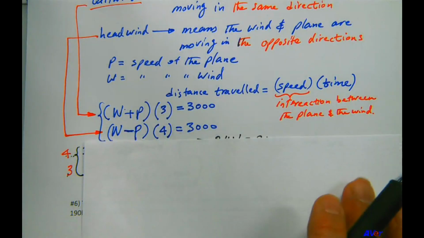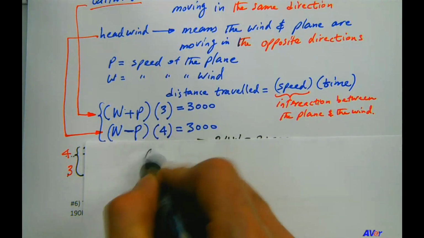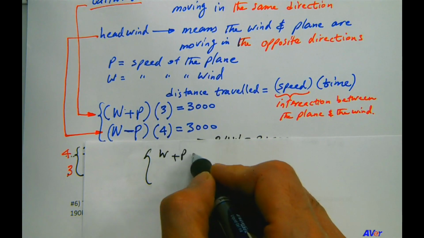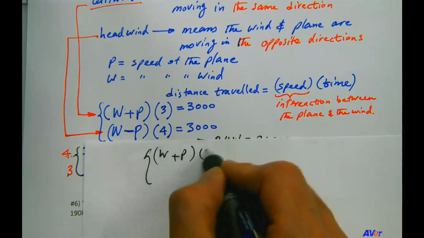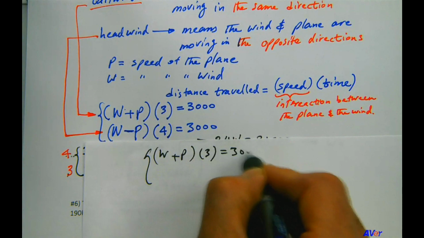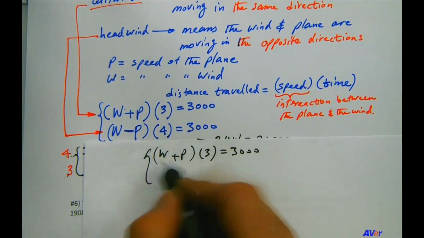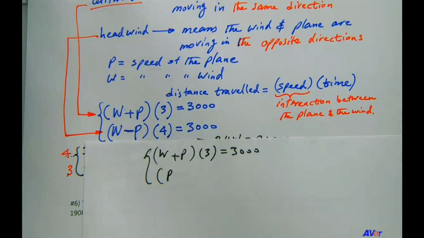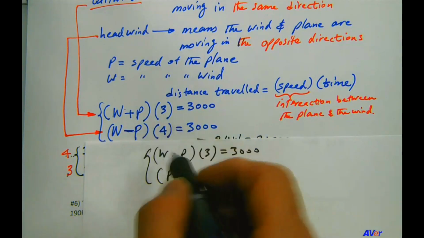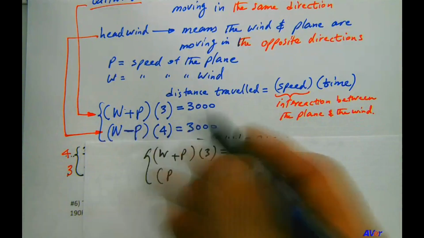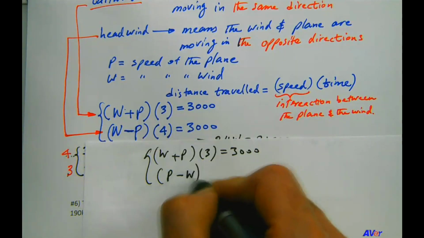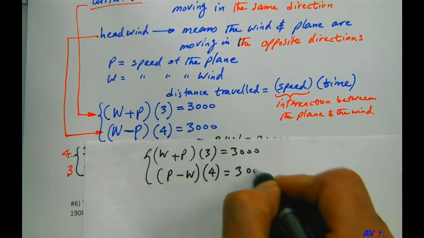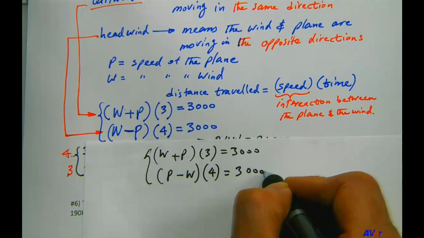Oh, I see. Okay, so here's the thing. Let's switch these. So we have W plus plane times 3 equals 3,000. And this time, let's do the plane, because the plane is traveling the same distance, in the same direction, but it's the wind that is opposite. So P minus W times 4 equals 3,000 kilometers.